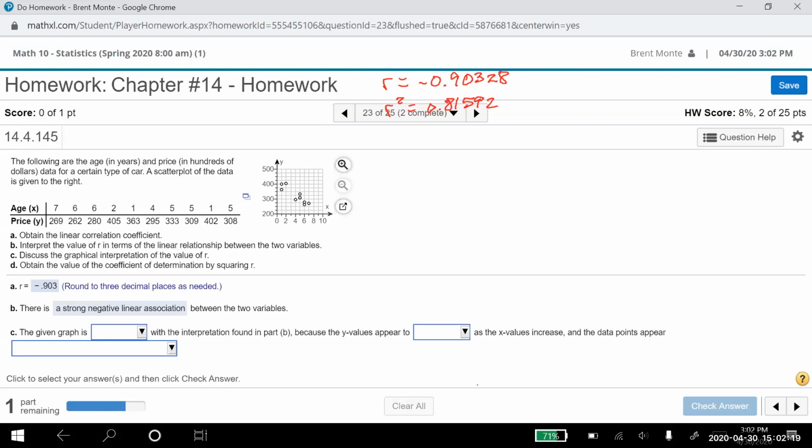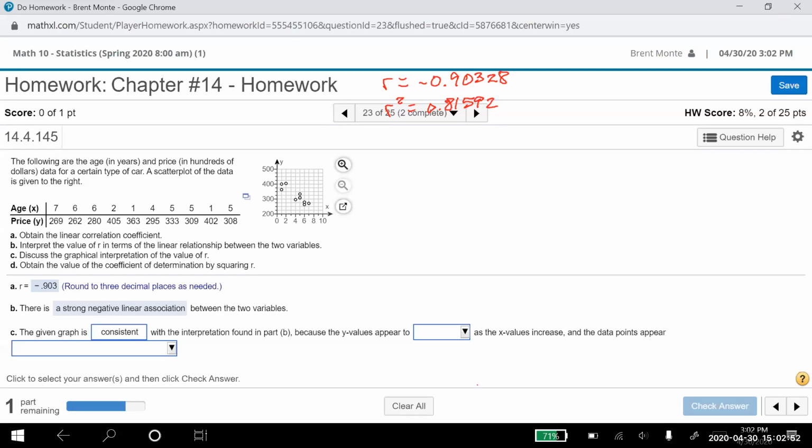Okay. The given graph is, I don't even know what they're asking here. Let's see. Consistent with the interpretation found in part B because the Y values appear to be blank as X increases. Well, what's happening? The Y values as X increases, notice it's a negative correlation, so they're going in opposite directions. As X increases, the Y values are coming down. So instead of this X, I had the Y way up here. Well, now when I have a bigger X, I have a smaller Y value.